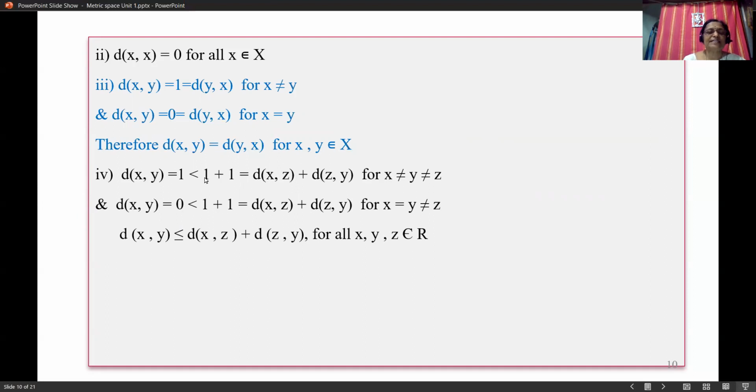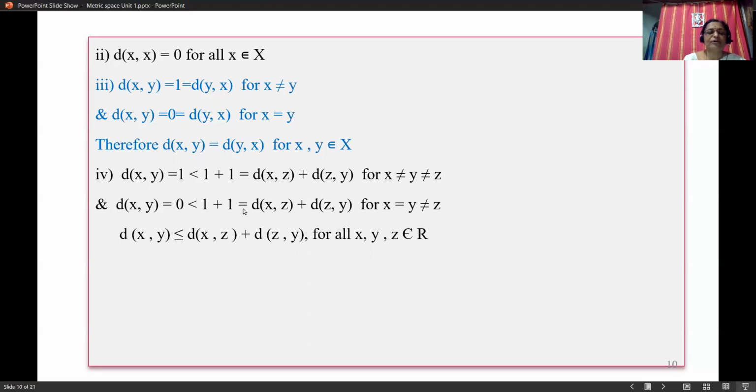So d of xy is equal to 1 if x is not equal to y. And 1 is always less than 2. And 2 can be written as 1 plus 1. And again, we consider one more point here, z, which is not equal to x and not equal to y. Then this one can be written as d of xz. And this one can be written as d of zy. Therefore, d of xy is less than d of xz plus d of zy. And if x is equal to y, d of xy is equal to 0, again less than 2, that is 1 plus 1.